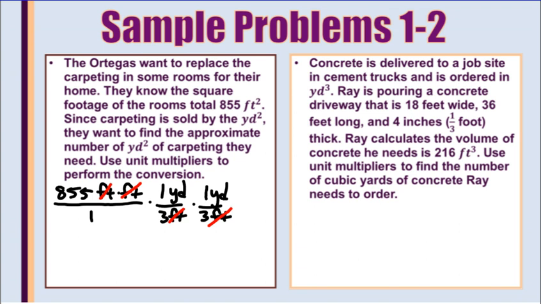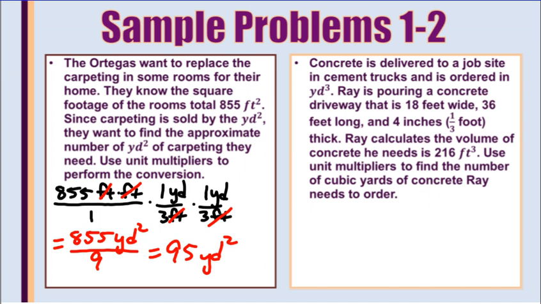And now I have 855 square yards divided by 9. 855 divided by 9 gives us 95 square yards. When you're dealing with square units, you're just using the same unit multiplier twice.